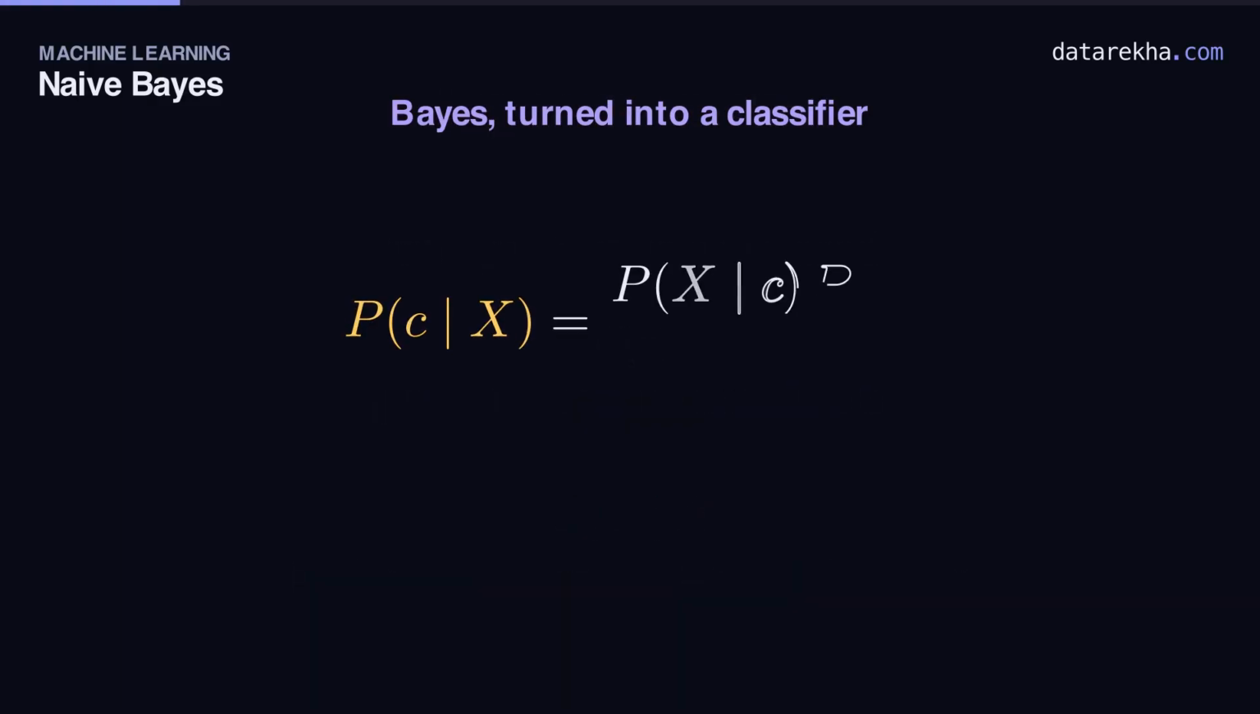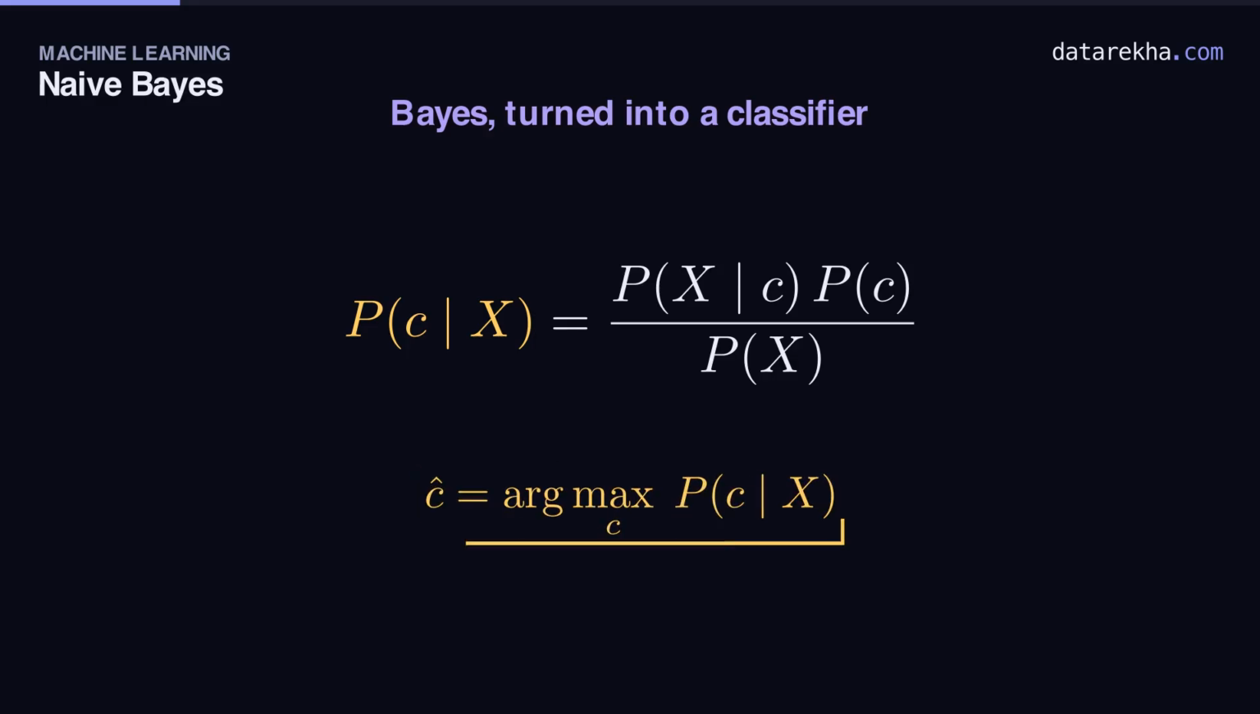Start from Bayes' theorem, the engine underneath. Write X for the features, the words in the email, and C for a class. The posterior, P of C given X, equals the likelihood times the prior over the evidence. To classify, we don't need the exact number yet. We just pick the class with the biggest posterior. That winner is our prediction, C hat.